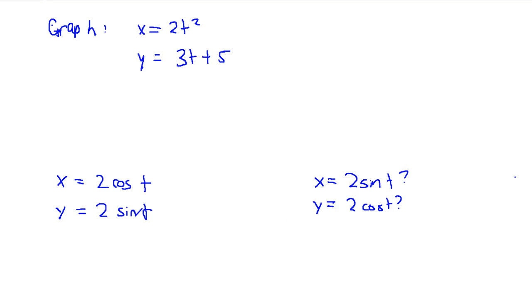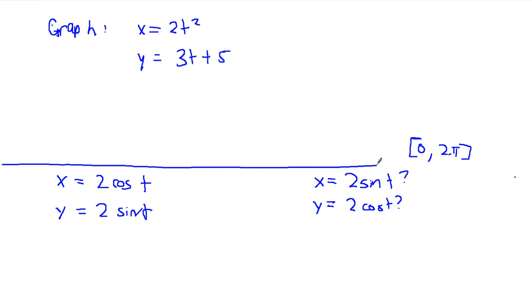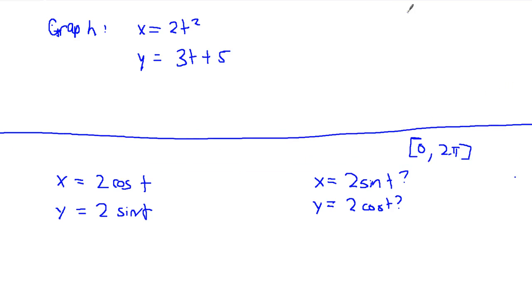Okay, let's graph some fun parametric equations. We're going to graph all of these in the interval t equals 0 to 2 pi. These will be 0 to 2 pi. But then the top one I'll graph in the interval 0 to 5.